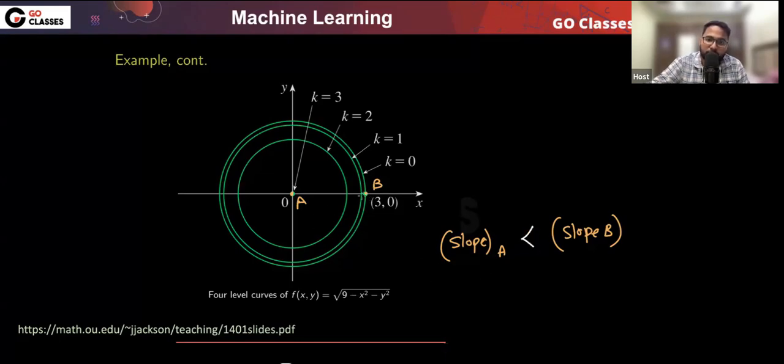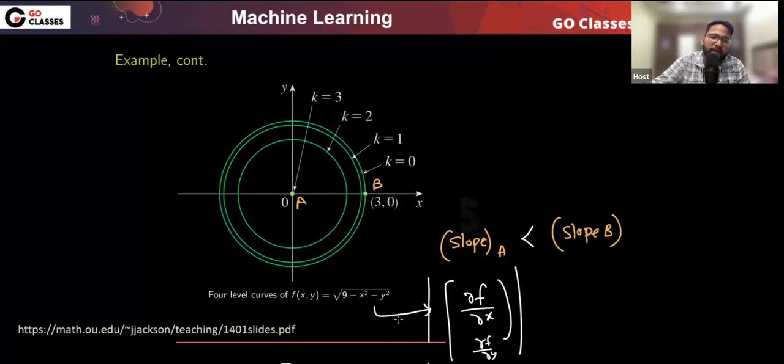It should be high because these are very close to each other. If they are very close, then the slope should be high. How to verify it? You can find the differentiation of this, for example df upon dx and df upon dy. You can even find the gradient and then check the magnitude of the gradient at 0 and at 3. You will get to know which one is high and which one is low.